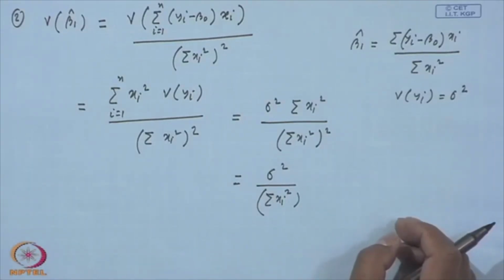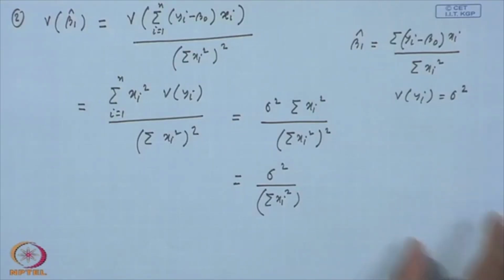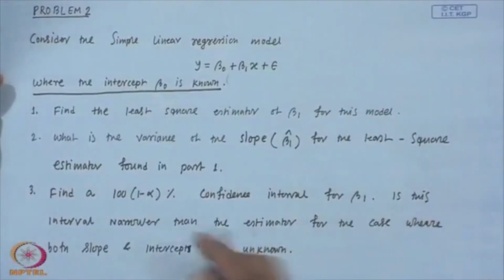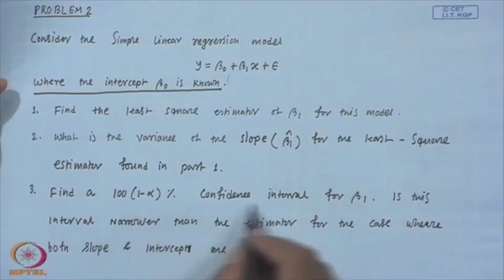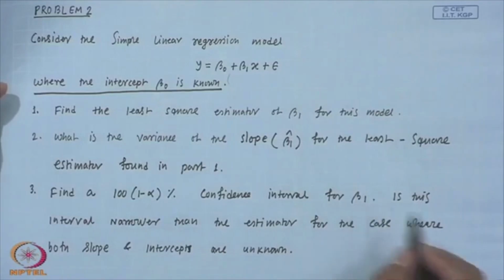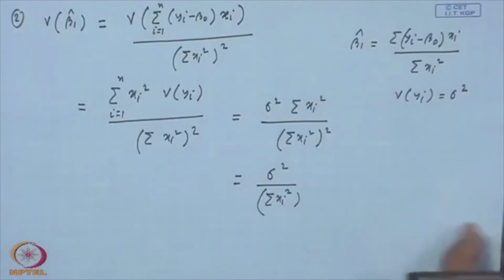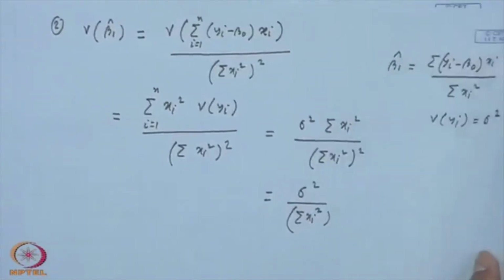Okay. And then the third problem was you find a confidence interval for beta 1. Okay. So, the last part was find a confidence interval for beta 1. Okay. Well, so we know the variance of beta 1 hat.